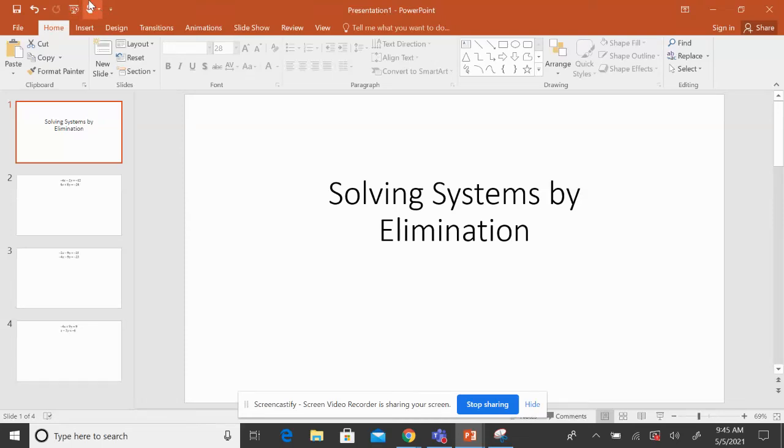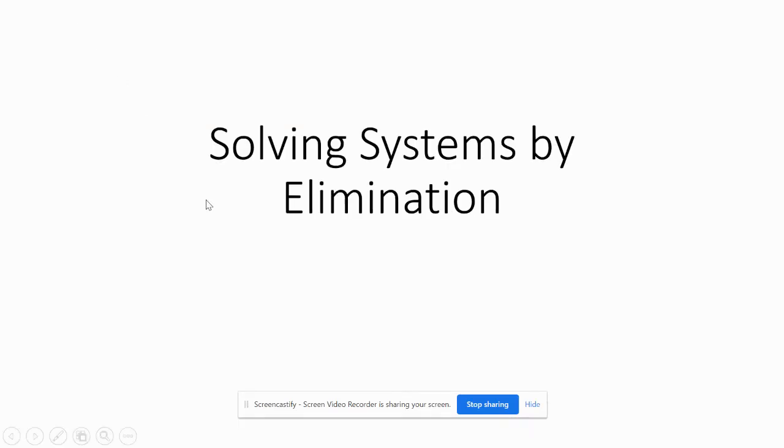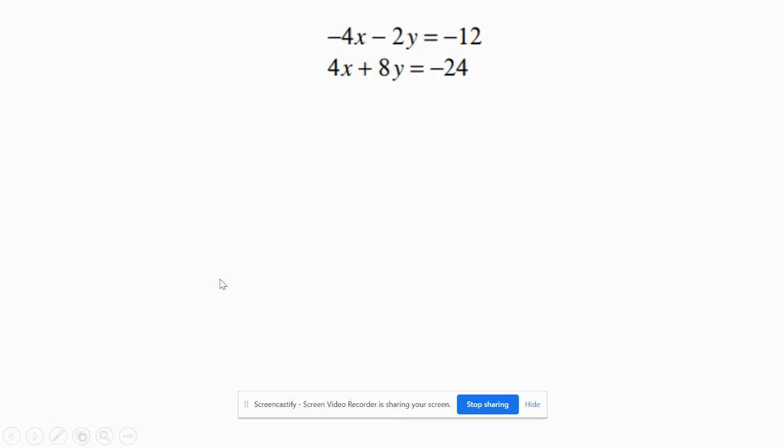So today I'm going to show you guys how to solve systems of equations by using the elimination method. The first system we have here is negative 4x minus 2y equals negative 12, and 4x plus 8y equals negative 24. Now, notice how I have similar coefficients for my x value, negative 4 and positive 4.